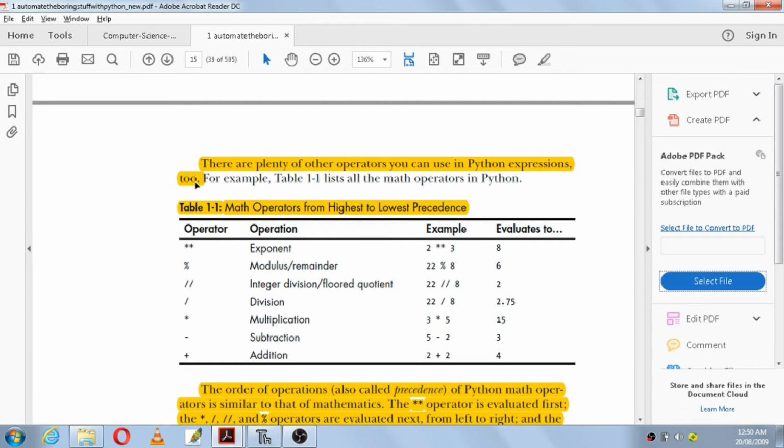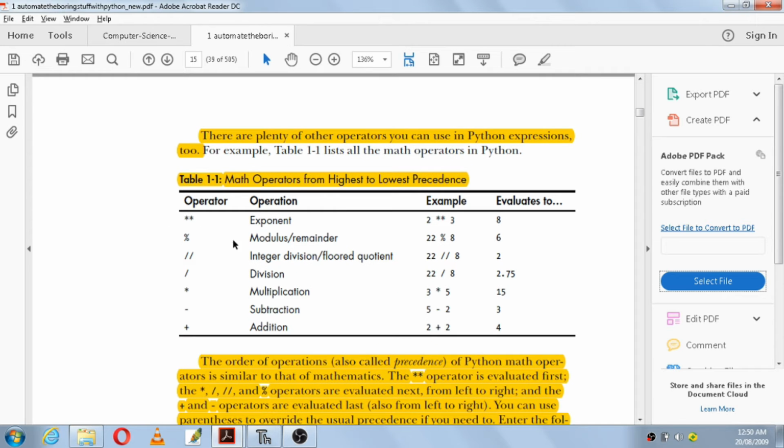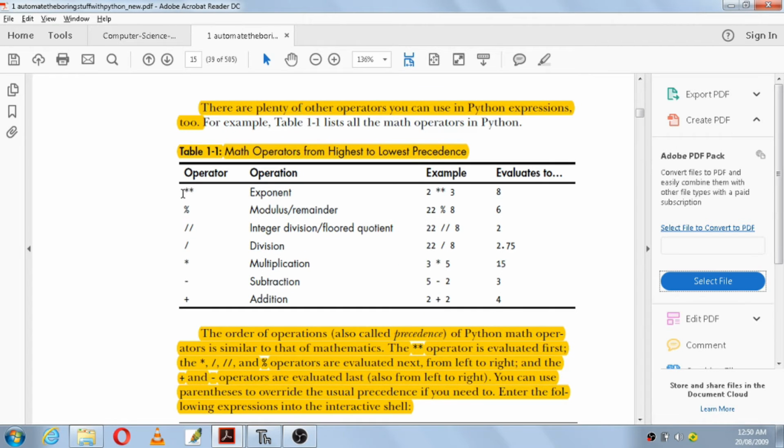Previously in the example we made use of plus, so there are some other mathematical operators you can make use of. Here there is a table, and in this table the math operators from highest to lowest precedence are given: the operator, what operation it is used for, its example and its value. We can see here the double asterisk. Double asterisk is used for exponent, that is what we say raised to the power of something. 2 raised to 3 is nothing but 8, so double asterisk is used for exponent.